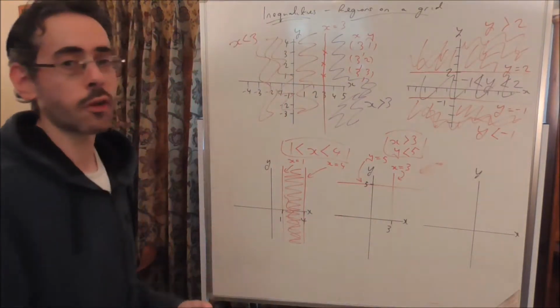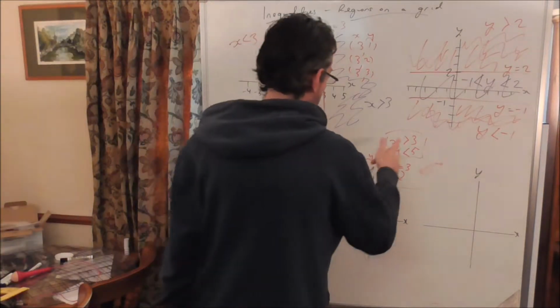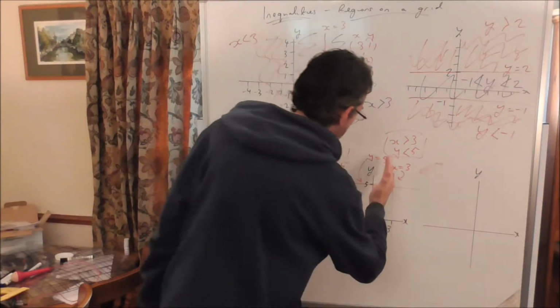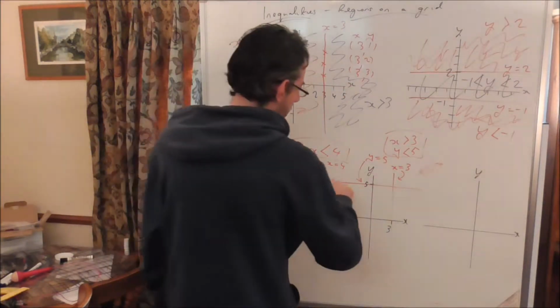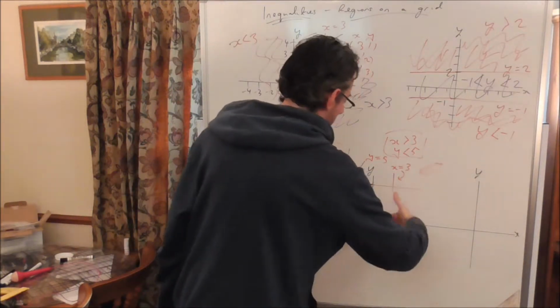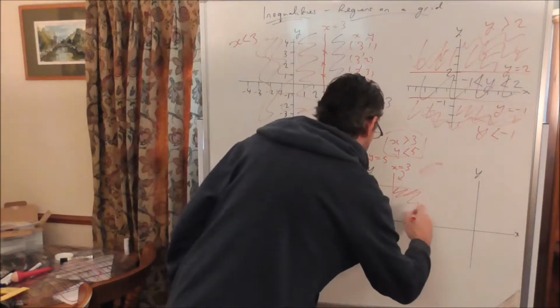And we're looking for points where x is greater than 3 and where y is less than 5. So we want points where the x-coordinate is greater than 3. So that's going to be to the right of this line. And where the y-coordinates are less than 5, that's going to be below this line. So the region we're looking for is this region over here.